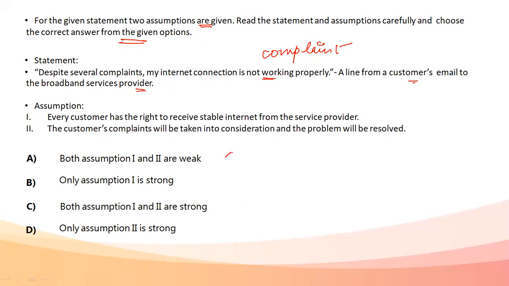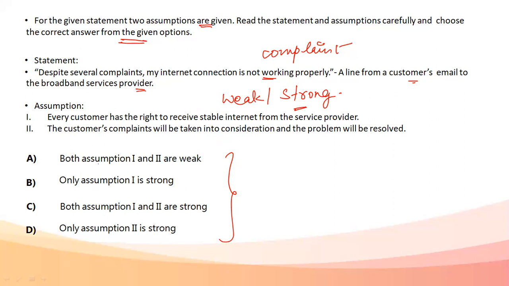Now here when you look at the options, it is with respect to weak and strong. This means that with respect to the assumptions that are given and the statement that I have, we have to decide which assumption is a weak assumption or which is a strong assumption. Like which is strongly proving my point or which is just weak to give an idea about the statement, that is what we are talking about.